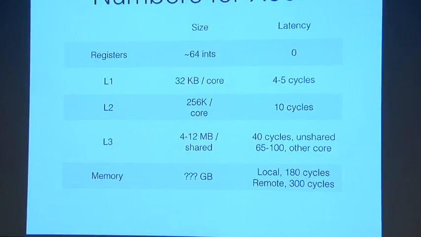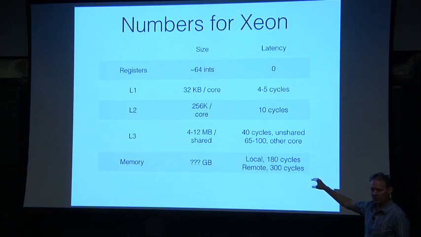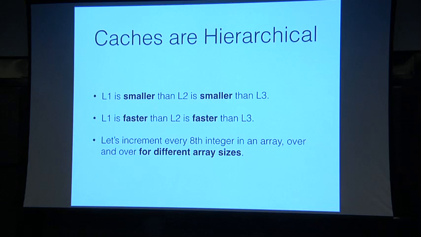All right. And then just to remember to review, this is from last lecture and maybe the lecture before as well. We have about 64 registers. They're very fast. L1 is about 32 kilobytes per core, 4 to 5 cycle delay time. L2 is about 10 cycles away, so about twice as far, about 8 times larger, and then going on. The point is, the caches are hierarchical, right? L1 is smaller than L2, and that's smaller than L3. L1 is faster than L2, and that's faster than L3.